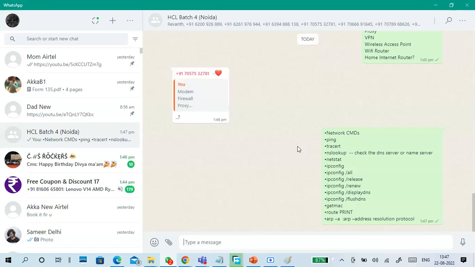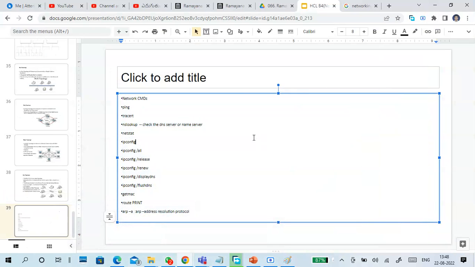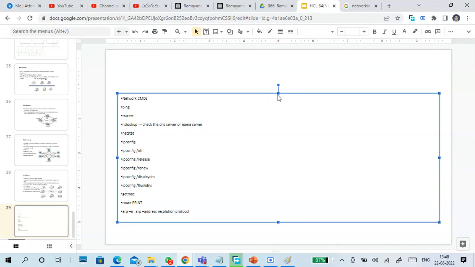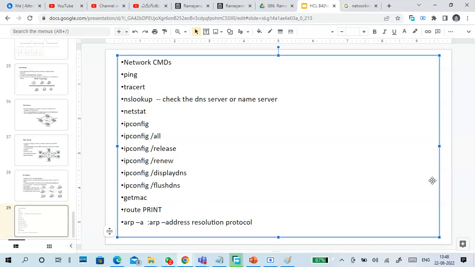Find out these commands. What is ping? What is tracert? What is nslookup? What is netstat? What is ipconfig? What is ipconfig /all? What is getmac and what is route? What is ARP? What is arp -a? Also some router information. Okay, so try these things. These commands are also very important.